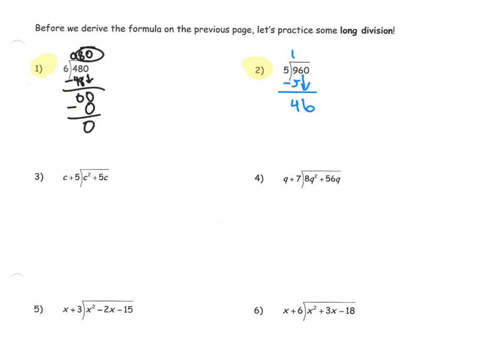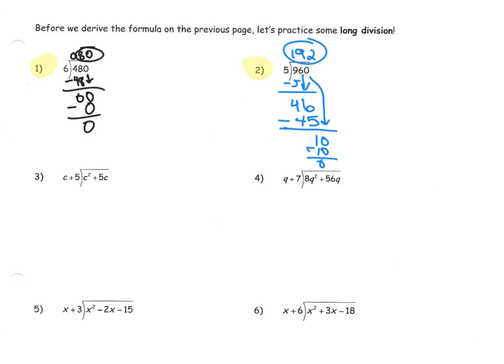Just make sure you're paying attention to the steps and the process behind long division by hand. 5 goes into 46 9 times, because 9 times 5 is 45. So we subtract out that difference. We get 1, bring down the 0, and it continues. 5 goes into 10 twice. We have no remainder. So the long division of 5 going into 960 is 192.